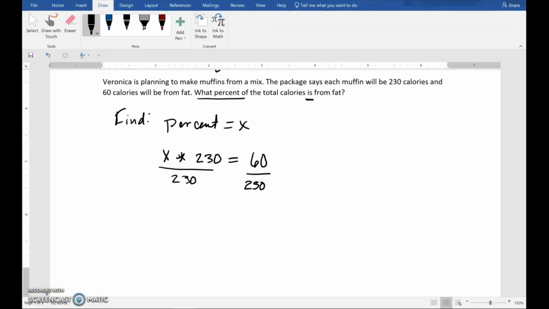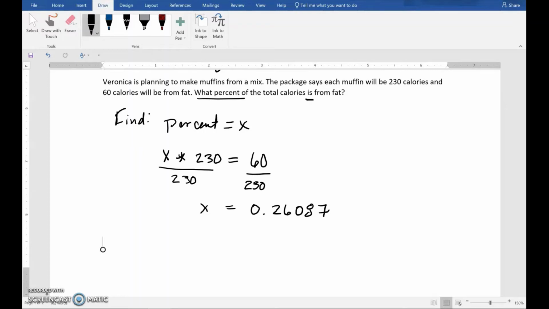And once we've thrown that into our calculator, we see that x is 0.2607, rounding it to 7. Is there a specific number of decimal places? Not really. But knowing that, what are we trying to find? We're trying to find the percent.